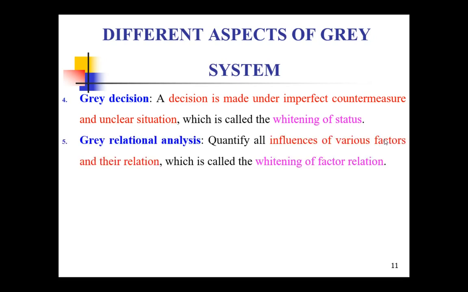Then comes the gray relational analysis. Here we are going to quantify the influence of various factors that we consider and their relations. In this gray relational analysis, we are going to quantify how much data or information the system or a data have.